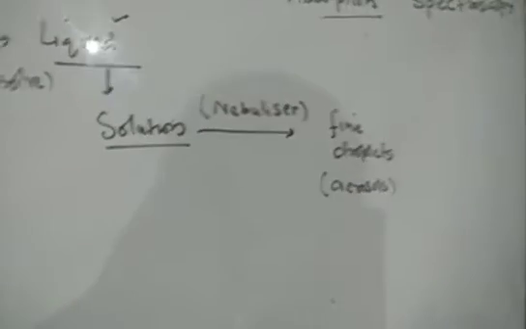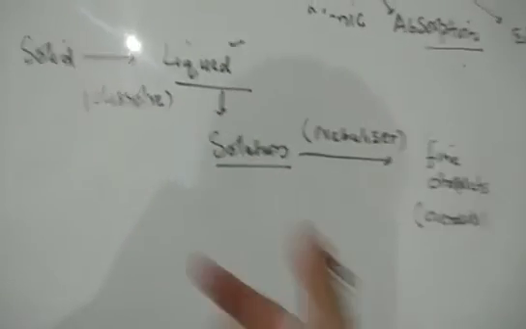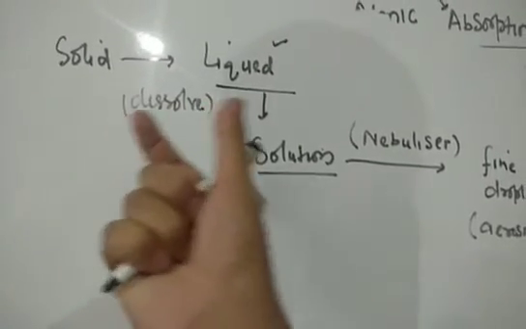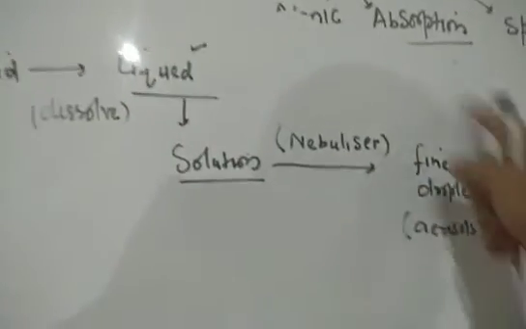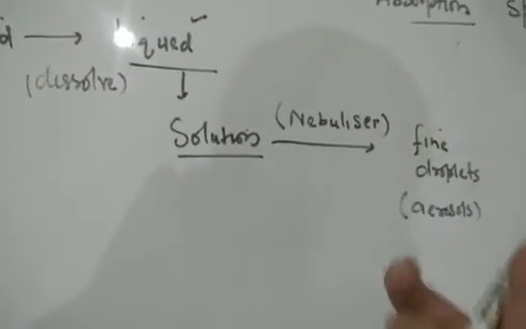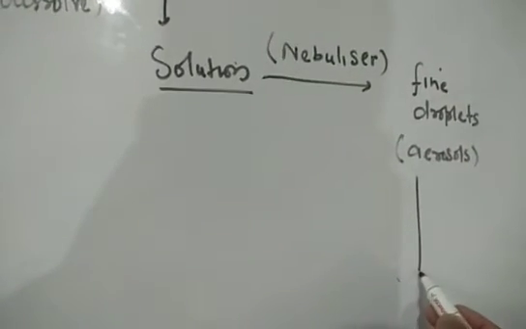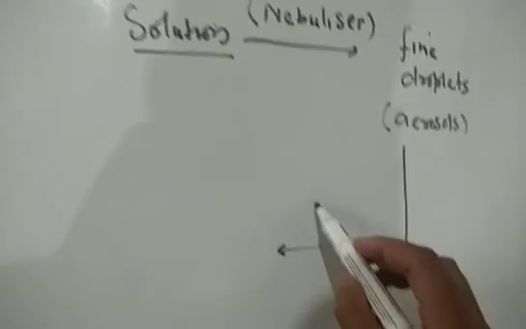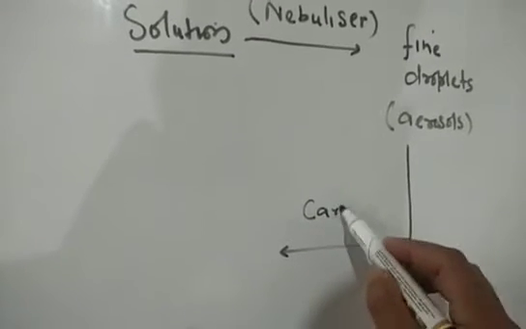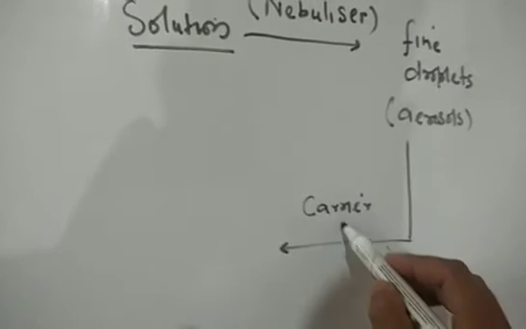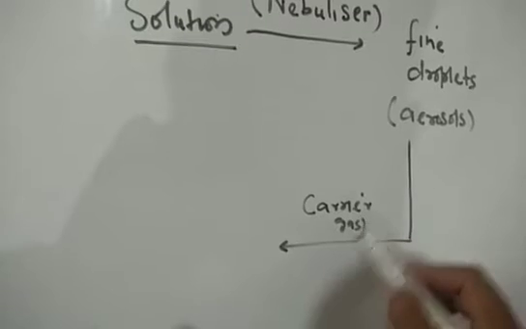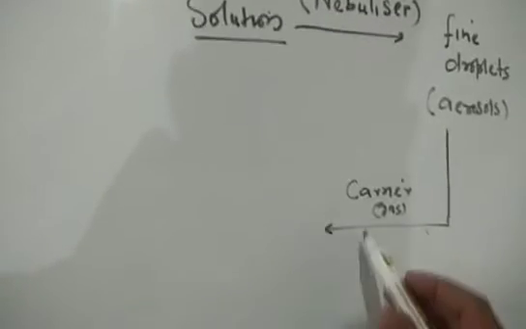ठीक। So our sample जिसको हमें analyze करना है, since that's present in the molecular form, so we are going through this process. Now once we got those fine droplets, with the help of carrier gas that carries these droplets, that's what it's called, carrier gas. It's actually subjected towards the flame.